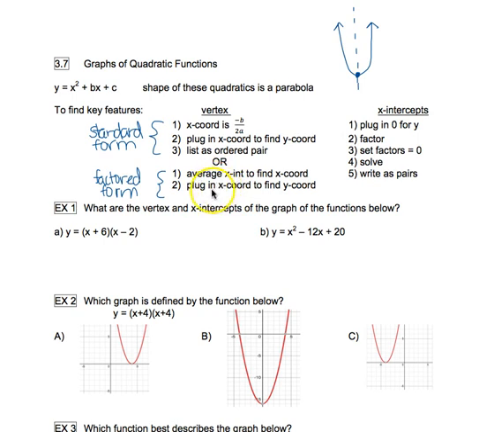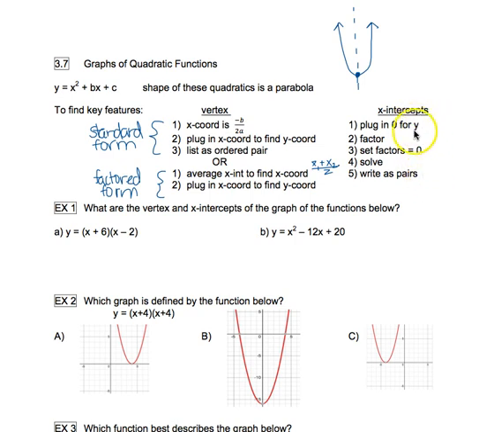When we have it in factored form, what we're going to do is find the x-intercepts first and then average those. Remember, average means to add them and divide by 2. So x-intercept 1 plus x-intercept 2 divided by 2 is going to give you your x-coordinate. And then just like in standard form, once you have the x, you plug it into the equation to find the y.